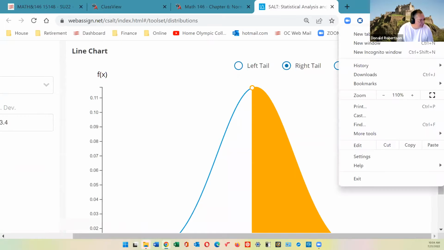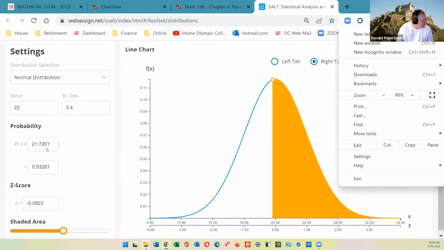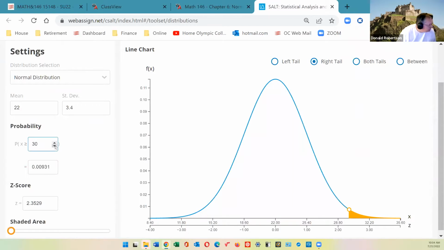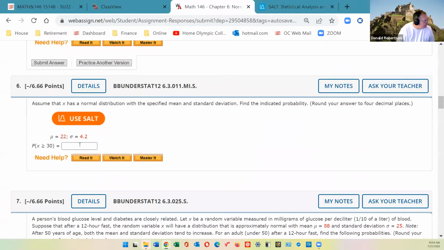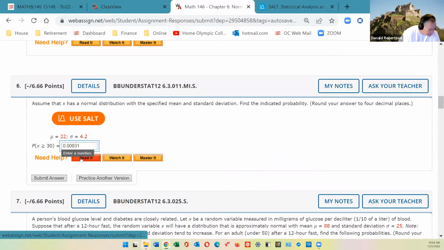Maybe I should shrink this a little bit. That may help. Right, so we want more than 30. And the answer that we came up with is very small. So the chances that that happens in this particular one, to 4 decimal places, would be that guy.